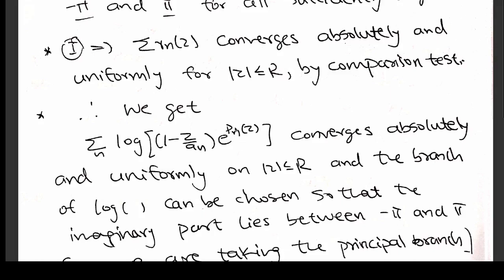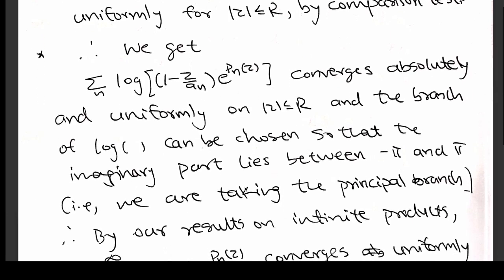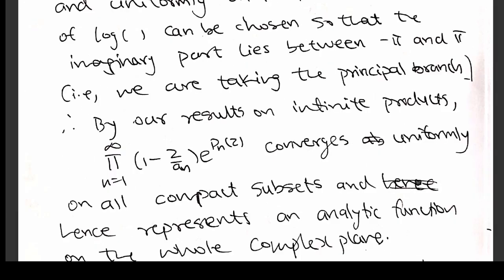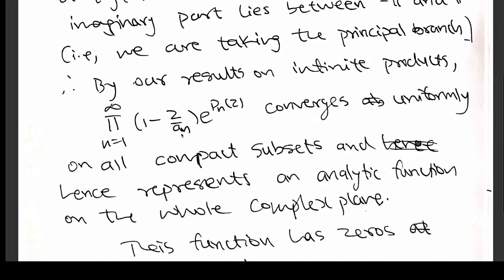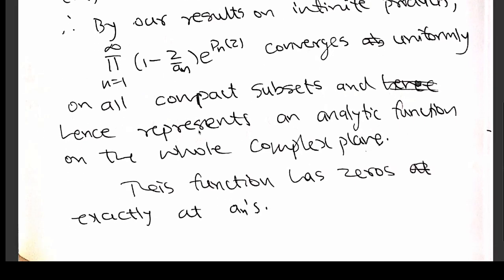It is possible to choose such a Pn set so that this will converge. That is the first important part of this proof. Therefore, by our result on infinite products, this product is convergent. So for a particular choice of Pn set, this product converges uniformly on all compact subsets, and hence it represents an analytic function in the whole complex plane.